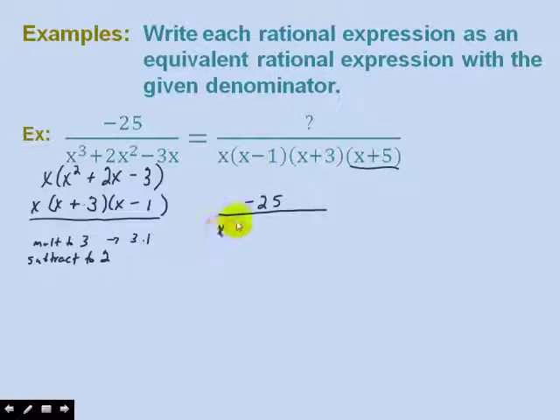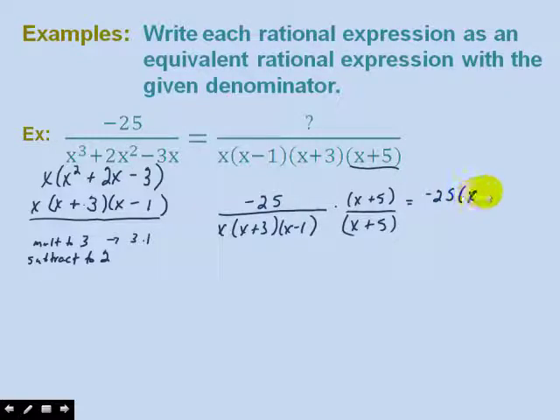Let's write the denominator factored though. And we're multiplying by x plus 5 over x plus 5. So if we multiply our numerators, that gives us negative 25 times x plus 5. And for our denominators, we have all four of these factors. And notice that we do have the same four factors, even though they're written in a different order, but that still gives us the same denominator.